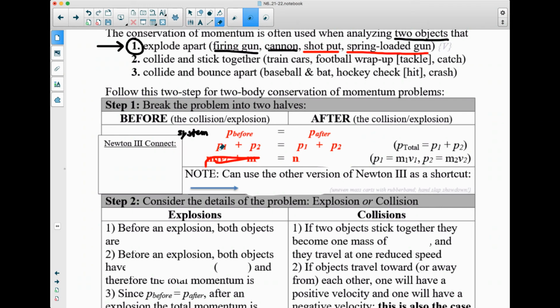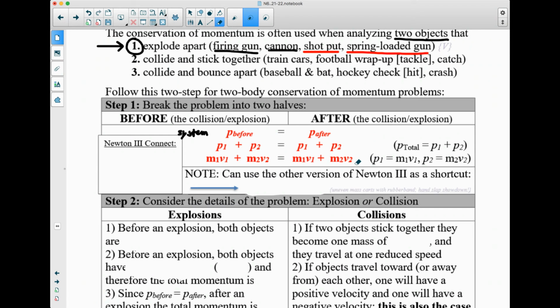Finally, just substitute. We know that p equals mv. So the momentum of object 1 is m1v1, and the momentum of object 2 is m2v2. These are on the before side. After is m1v1 plus m2v2, and these are on the after side.